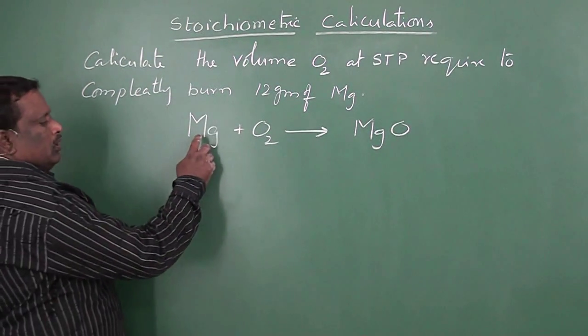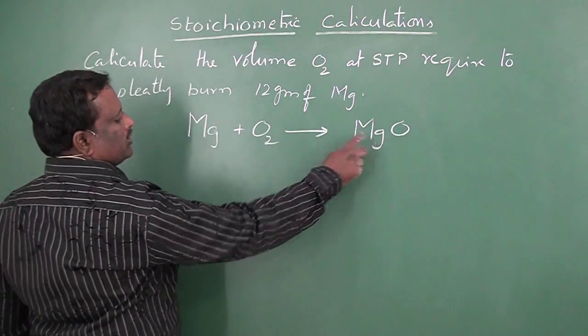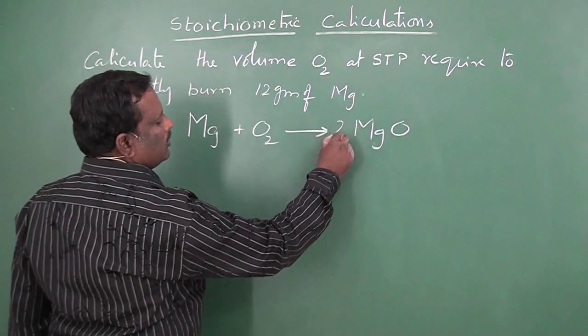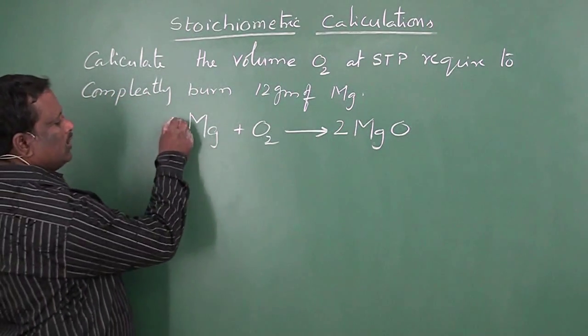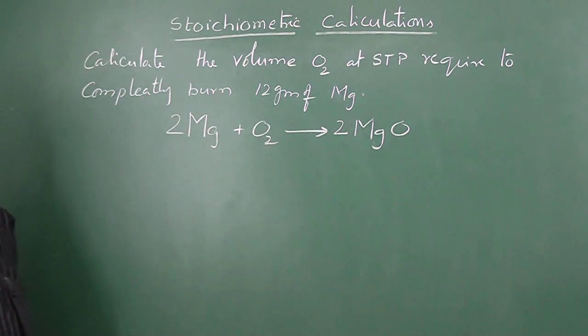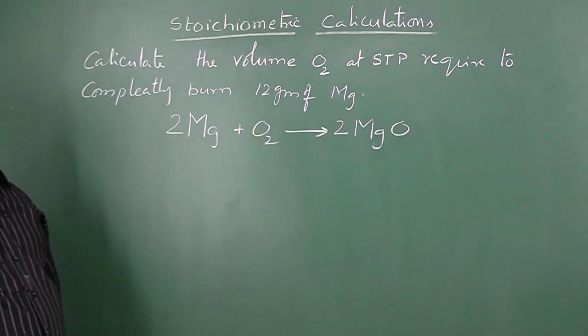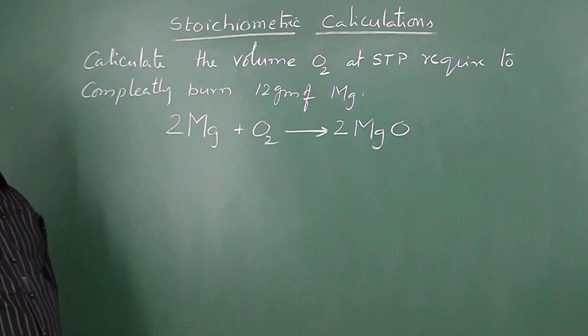Now, here one magnesium, product side is also one magnesium, but there are 2 oxygens on one side and only 1 oxygen on the other, so you have to write 2 here. To balance it, you have to put 2 here. 2 Mg plus O2 gives 2 MgO. This is the required balanced equation.